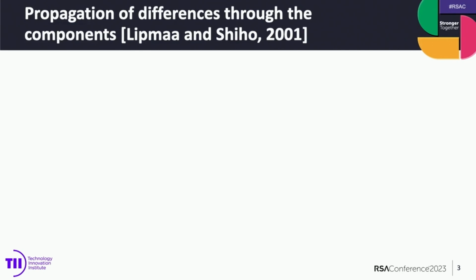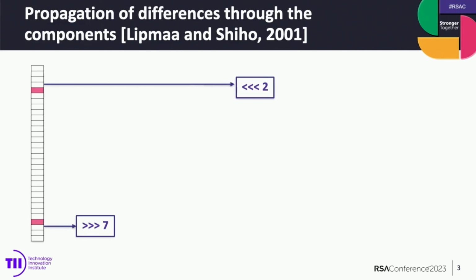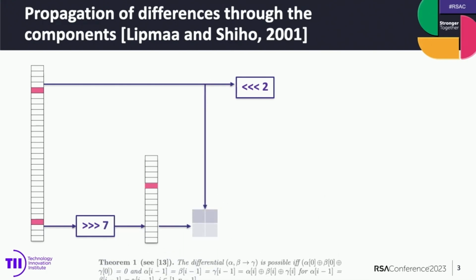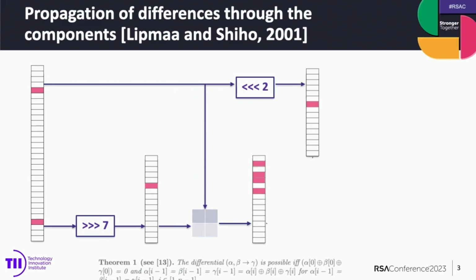Here the color red means difference, and in the case of the rotation this happens with probability 1, but in the case of the modular additions this does not always happen with probability 1. Of course, there are some theorems by Lipmaa and Moriai stating the probability of the propagation of the difference through the modular addition. In the case of the XOR operation, the propagation also occurs with probability 1 because it is a linear operation.